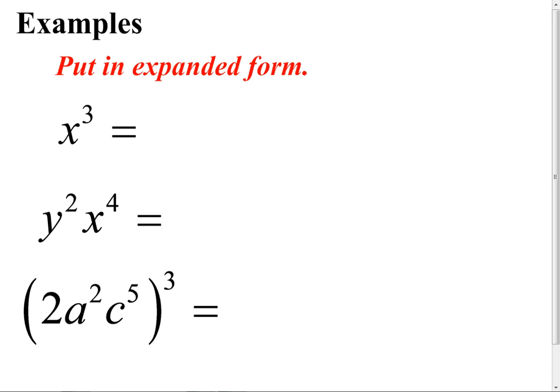Okay, what does this mean? What does this mean? It means x times x how many times? 3. This is easy. Well, they're going to make it harder. What about y squared times x to the 4th? y times y, and then 4 x's.